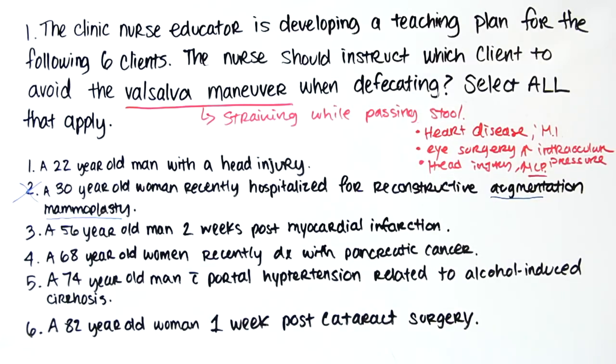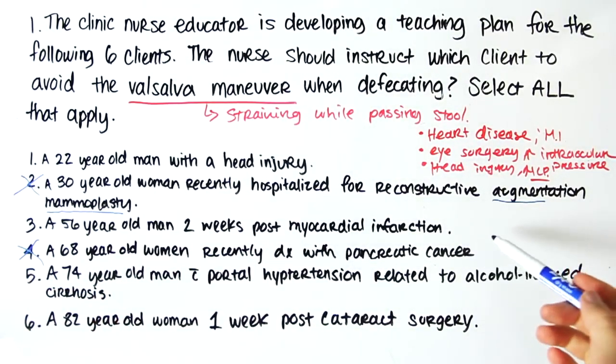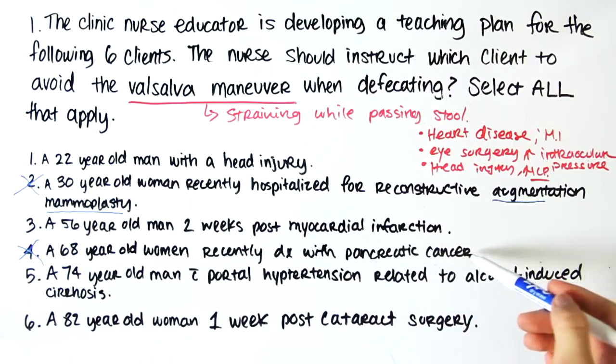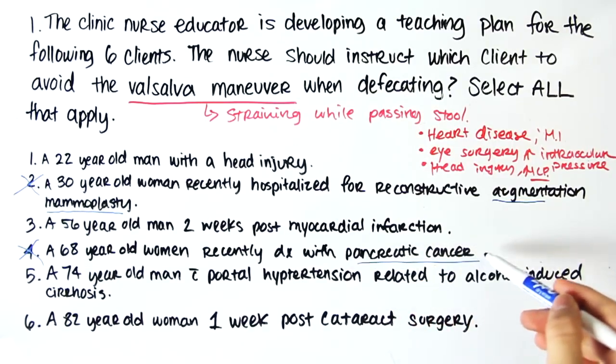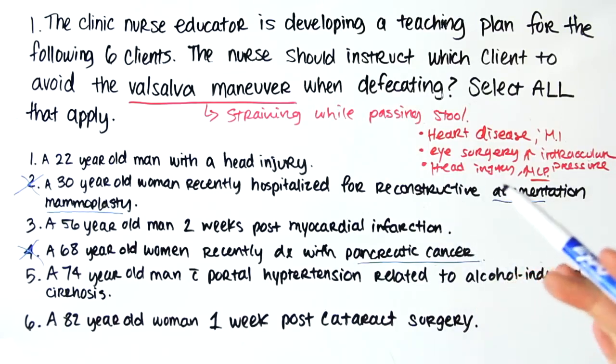Now the next one that I would eliminate would be number 4. A 68-year-old woman recently diagnosed with pancreatic cancer. This patient would not be at risk for doing the Valsalva maneuver. So number 4 would be eliminated. The only thing that you want to be aware of with pancreatic cancer is definitely nutrition. You would want this type of patient to avoid heavy meals. They would typically be on 5 to 6 meals per day.